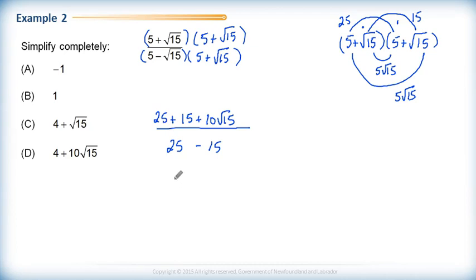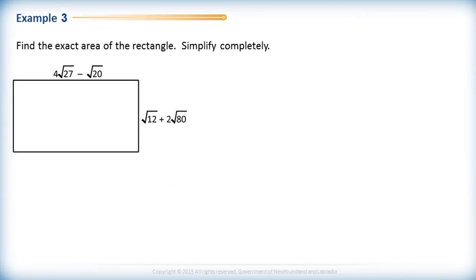25 and 15 is 40. So we have 40 plus 10 root 15 all over 25 minus 15 is 10. We can divide 10 into all the terms. So we have 4 plus root 15 all over 1, which is just 4 plus root 15. Answer is C.